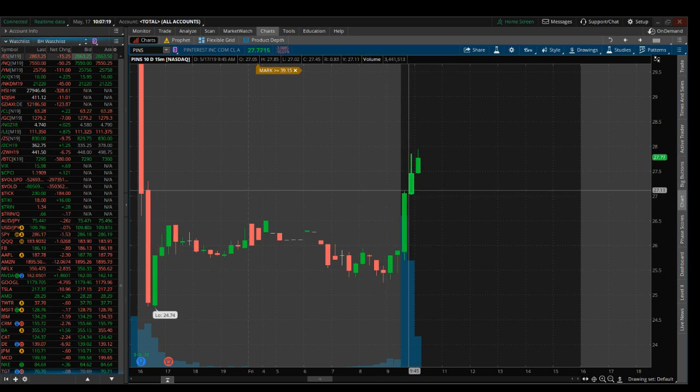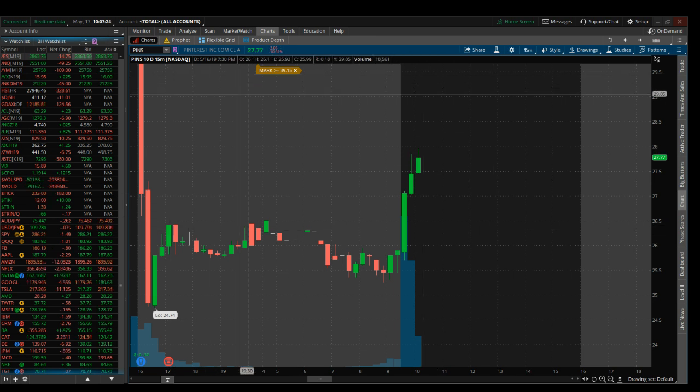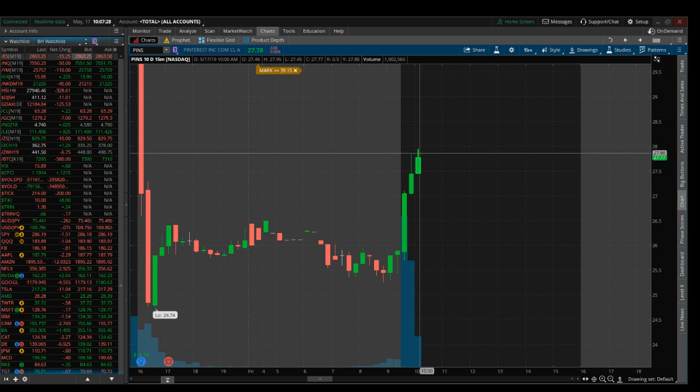So here, nice push there, 27.11, all the way up to 27.86. So probably a little tough on options, but if you've got common shares on that one, that's a nice move. 1,000 shares, 27,000, all the way up to 27,800. It's a nice $800 trade right there off of that. So that's some good stuff.